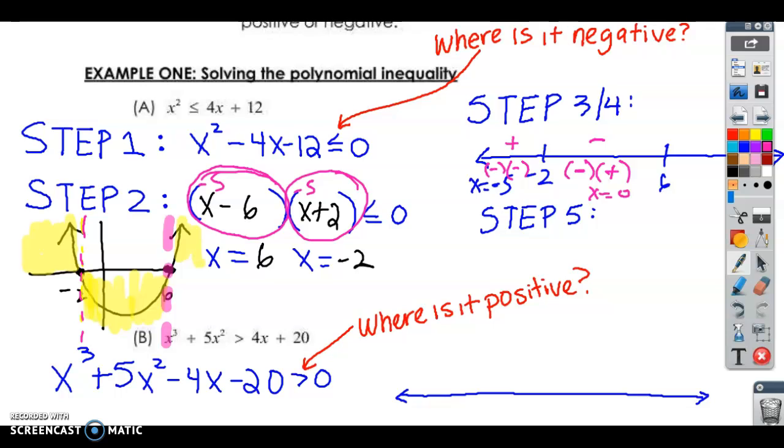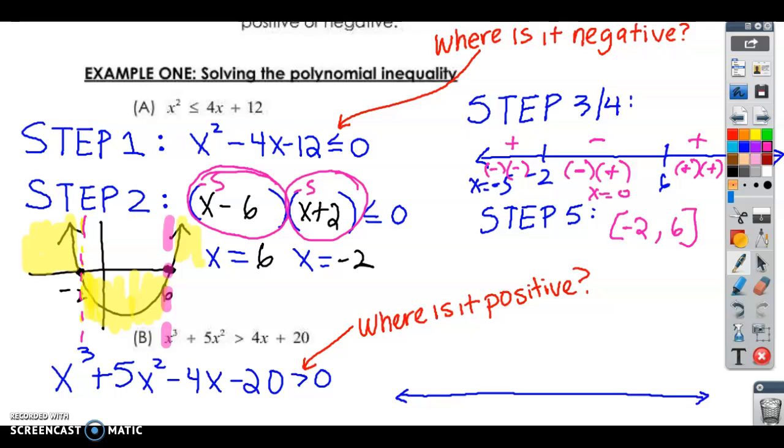Now let's pick a value above 6, like 10. If I were to go ahead and plug in 10 into this equation, I would get a positive value times a positive value, which is going to be positive. That's going to be above the graph. So now, the question is asking, where is it negative? Where is this graph negative? Well, it's between -2 and 6, okay?